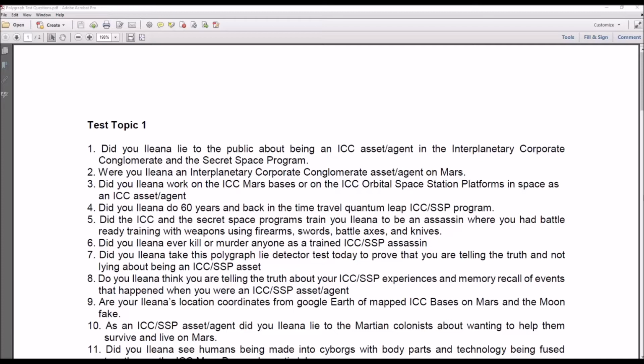Are your, Ileana's, location coordinates from Google Earth of mapped ICC bases on Mars and the Moon fake? No. And the reason why my answer is no is because I remember very detailed location coordinates of the ICC bases on Mars and also on the Moon. I spent hours and hours working on the coordinates of Mars ICC bases and the Moon, mapping it all out on Google Earth. I didn't even have any idea that Mars and the Moon actually existed on Google Earth. I thought they only had maps of Earth on Google Earth.